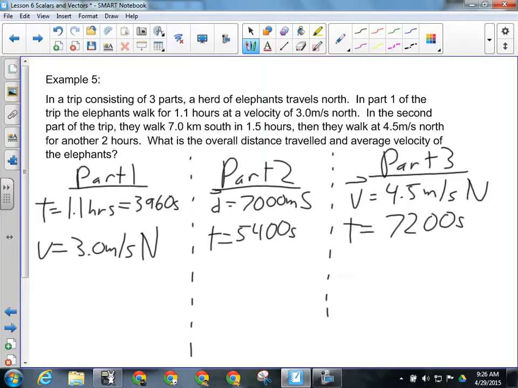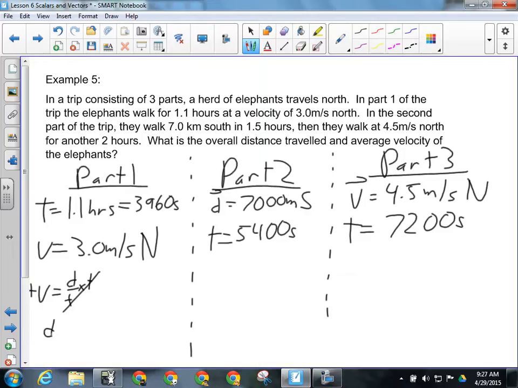What's the overall distance traveled and the average velocity of the elephants? If I'm going to find the overall distance traveled, do I need to know the distance in all 3 parts? Okay, I have the distance in part 2, and I do not have it in the other 2. Can I find it? Yes, I can. It's going to require manipulating v equals d over t. That's not hard. I'm going to multiply both sides by t to get d.